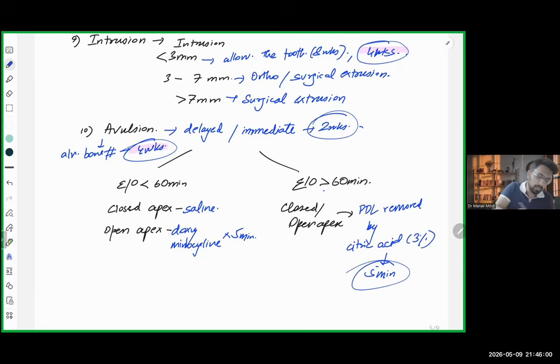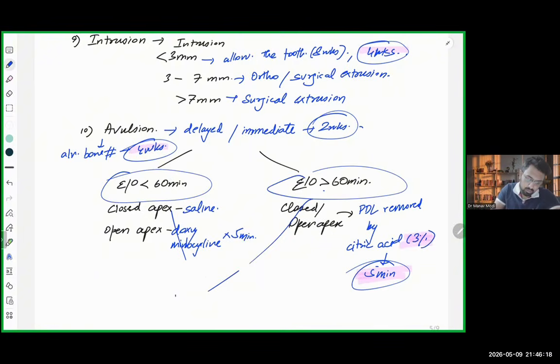Guys, remember these values. These are very, very important. How much concentration of citric acid is being used for how much time? 5 minutes, 3% citric acid. We are removing the PDL. And any endodontic intervention in either of these cases, we will do after 2 weeks.